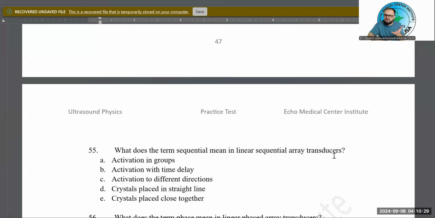E is not correct, because we just had E for the above question, correct? So it means among those four, A, B, C, D, which one is the correct answer? Exactly, I also agree with you. A is the correct answer. So sequential means their activations are in a group.